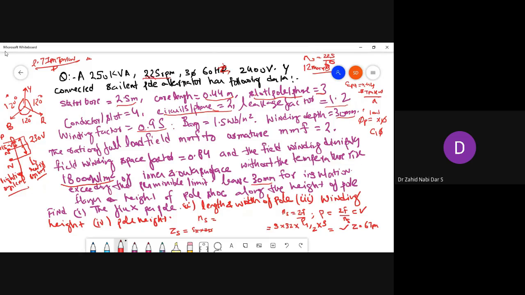So the first thing is to find the flux per pole. Second thing is length and width of the pole. The length is given there. For width, we calculate area. It's a rectangle cross section, so area is length into width. So from here you get the width. Okay, winding height and the pole height. The winding height you are calculating, the height of field winding is the winding height. Now for the pole height, you have to leave this 30 mm for insulation. The total pole height would be equal to winding height plus the insulation height. Hope you have understood this problem.